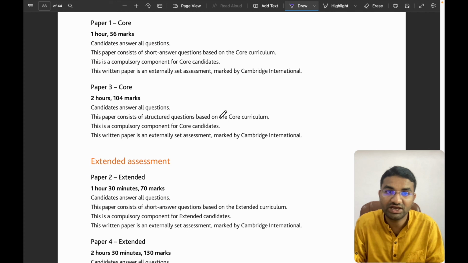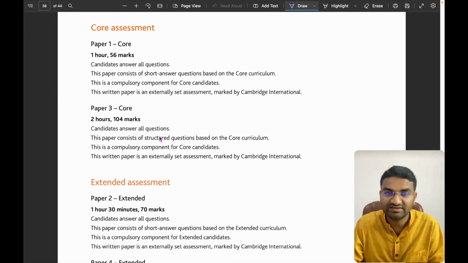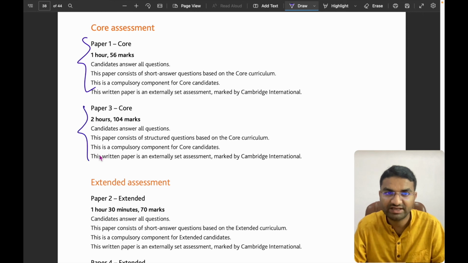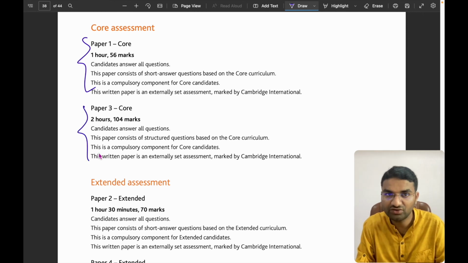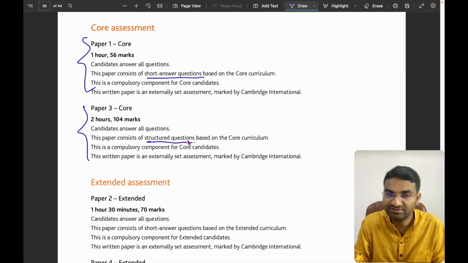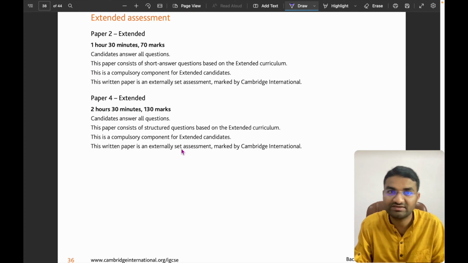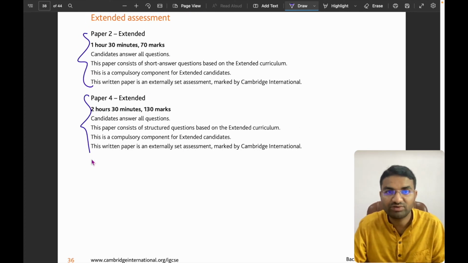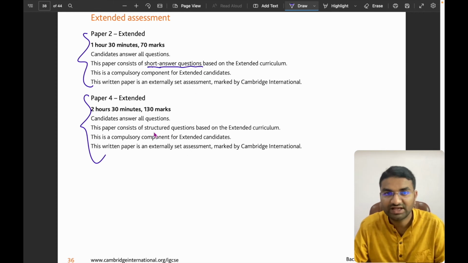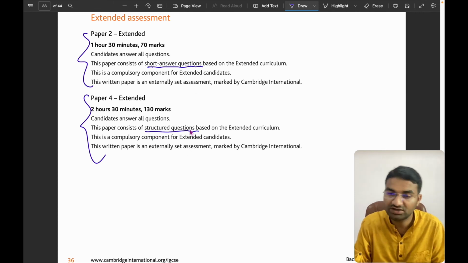Okay, so here again, core and extended assessment: how they assess. For core, paper 1 and paper 3, as I earlier told you. Paper 1 has short answer type questions, and paper 3 has structured, lengthy questions. Then next, for extended students, paper 2 and paper 4. Paper 2 has short answer questions and paper 4 has structured questions.